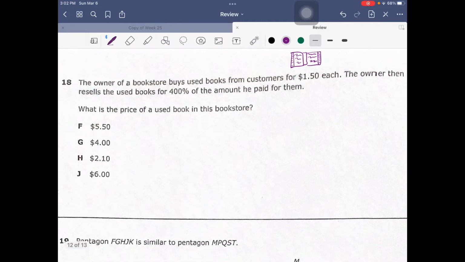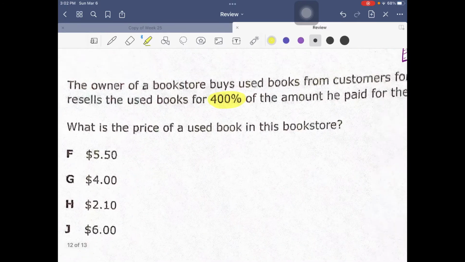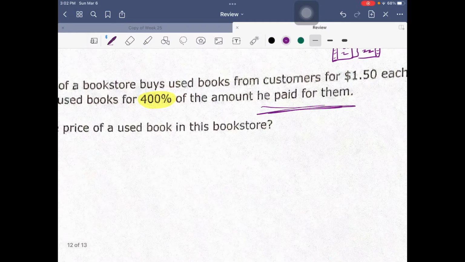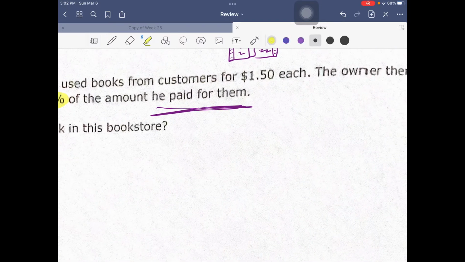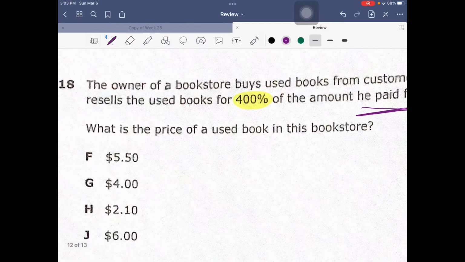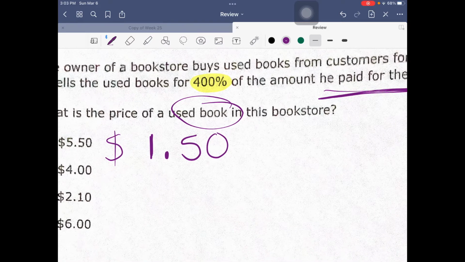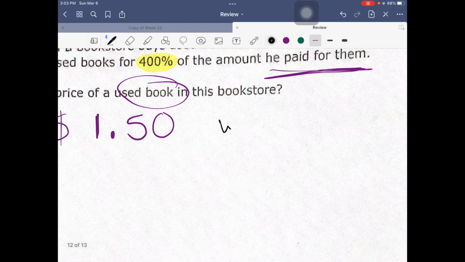Okay. Now, the owner then resells the used books for 400% of the amount he paid for them. How much did he pay for them? $1.50 each. Okay. Now, each time that he buys a book, it's $1.50. What is the price of a used book, just one, in this bookstore? Well, each book, how much does he pay for it? $1.50, what the owner pays.